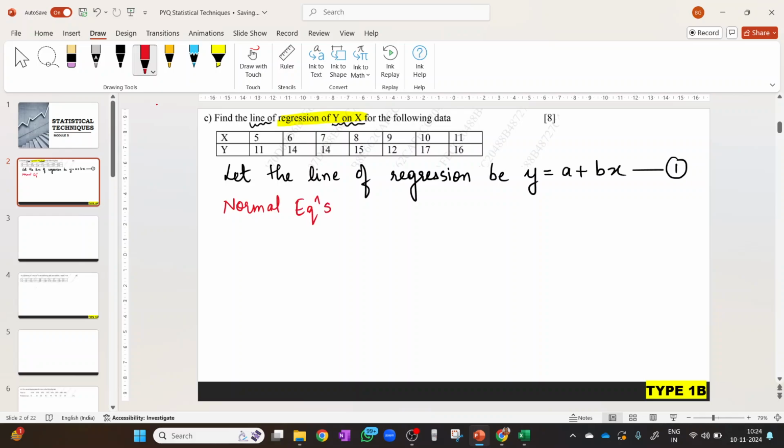So the normal equations are given by, in this case, how will you find the normal equations? Apply summation to the whole equation number 1. Summation y. a is a constant, it comes out. Summation of 1 will be n times a. And b constant out, summation of x. This is normal equation number 1.